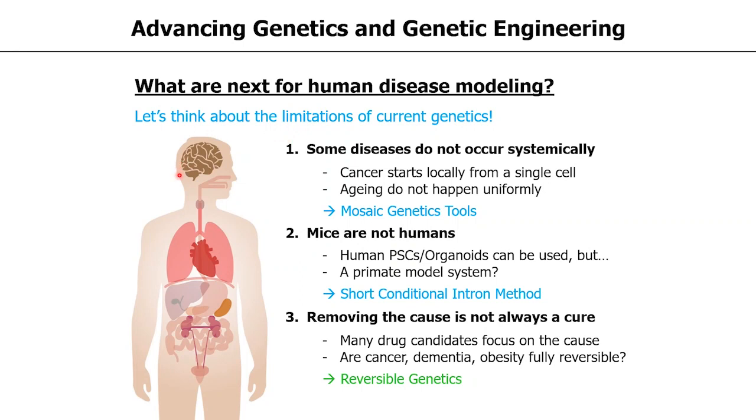The first one is that in humans, diseases do not occur in a systemic manner. However, when we do mouse modeling, we are knocking out the gene in the entire body or in the entire tissue. This means that to study some features of human disease, such as cancer and aging, that do not happen in an entire tissue, we may need to start working with mosaic genetics tools.